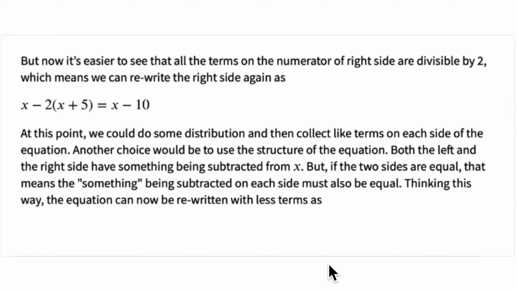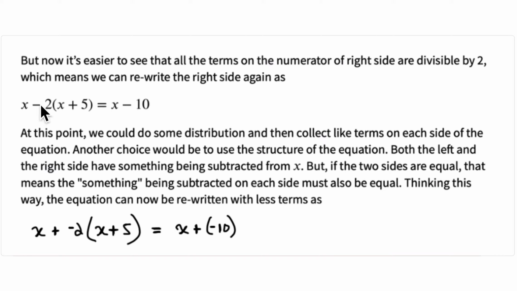So the authors and I are going to do this a little bit differently. The authors are going to keep this as subtraction, and I'm going to change this to addition of a negative 2 times this amount. And what they want you to see is that both the left and the right side are being subtracted from x, the way the authors did it. So this amount right here, this 2 times x plus 5, is being subtracted from x. Well, this 10 is also being subtracted from that same x. Well, that means that this amount right here has to be equal to 10. These two sides have to be equal because x is equal.